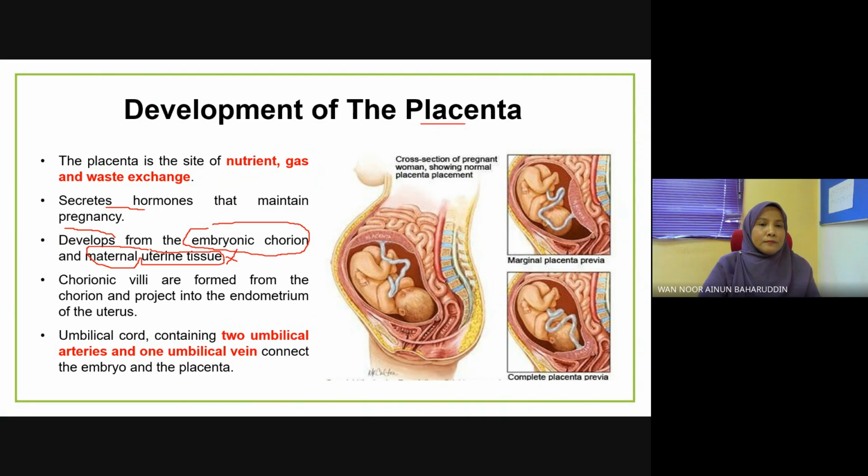And then we do have also the umbilical cord. Umbilical cord, what we call as tali pusat here. That also contain 2 umbilical arteries and 1 umbilical vein. 2 arteries and 1 vein that connect the embryo to the placenta. These are placenta.